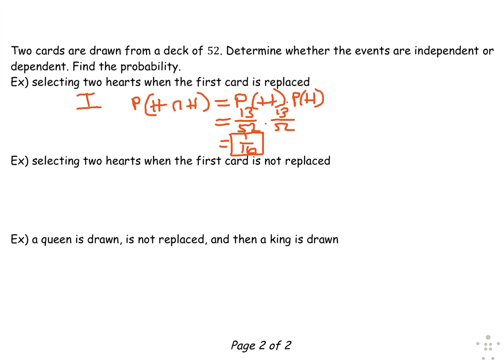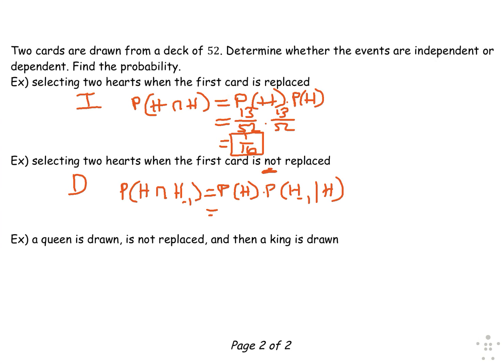Now when we select two hearts and the first card is not replaced, now that's dependent probability because there's one less card in the deck. So when you do the second draw, the probability of drawing a heart and drawing a heart when the first card is not replaced. So these are dependent, so the probability of the heart draw times the probability of getting a heart after we've already pulled a heart and not replaced.